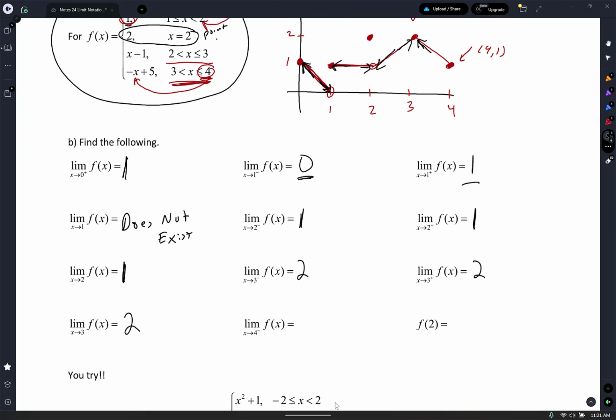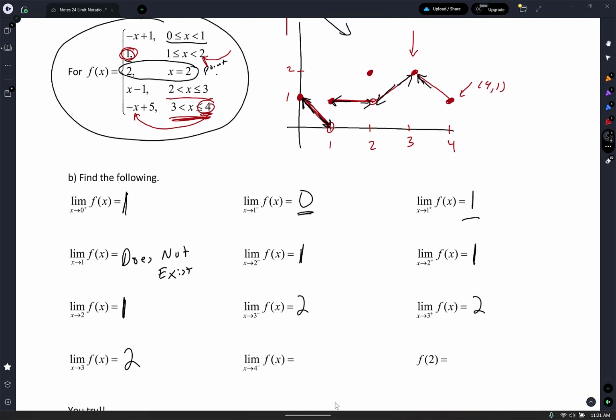Limit as x approaches 4 from the left: 1. That's the only direction you can approach. F of 2: 2. It doesn't say the word limit, that means when x is 2, what's the y value? I see a point at 2, 2, so that's the y value. Cool or not cool?